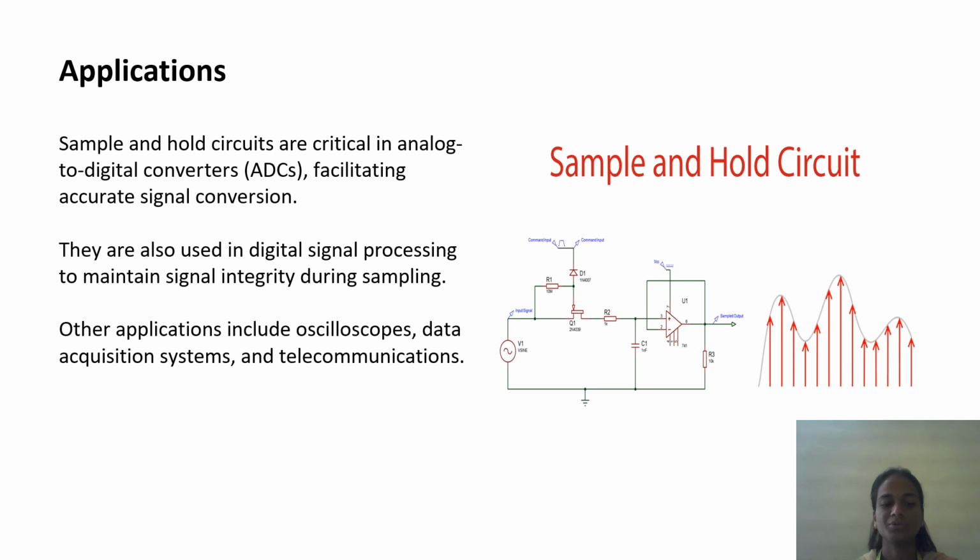Applications of sample and hold circuits. Sample and hold circuits are critical in analog to digital conversion, that means ADCs, facilitating accurate signal conversion. They are also used in digital signal processing to maintain signal integrity during sampling.